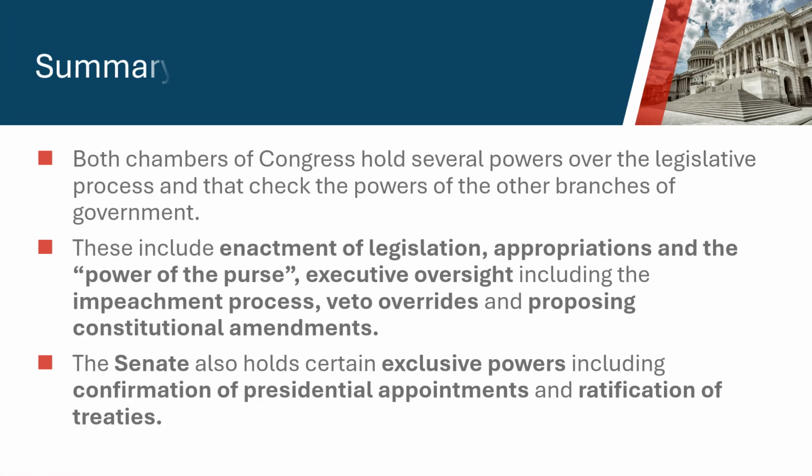In summary, both chambers of Congress hold several powers over the legislative process, and that check the powers of the other branches of government. These include enactment of legislation, appropriations, and the power of the purse, executive oversight, including the impeachment process, veto overrides, and proposing constitutional amendments. The Senate also holds certain exclusive powers, including confirmation of presidential appointments and ratification of treaties. In later lessons, we will examine the extent to which Congress employs its powers and functions effectively.